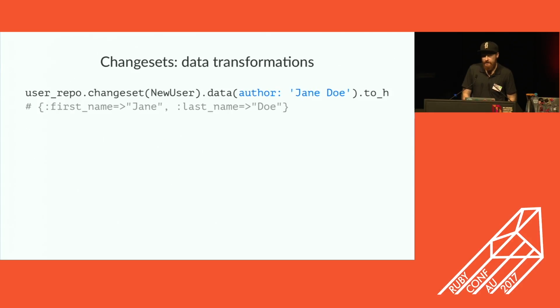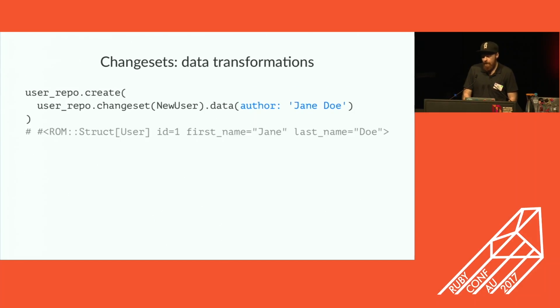Once we have our own changeset, we can ask the repository for its instance, give it some data, and when we dump it into a hash, we're going to get back what we expect to see, so first name and last name. We can save our own changesets through repositories, just like with any other changeset. In this case, it's going to return a struct with first name and last name.